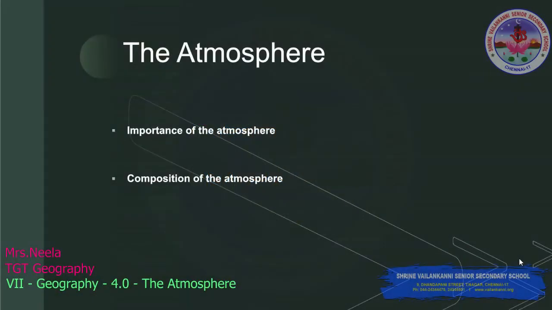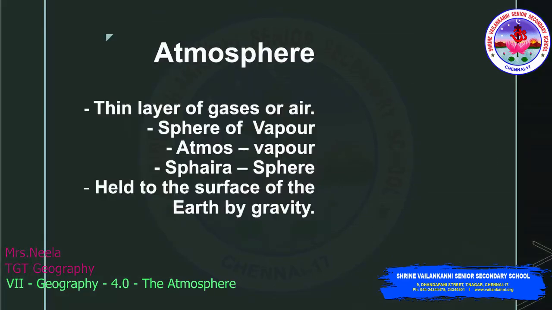Hello children, in today's video we are going to see about the new chapter, the atmosphere, under which we are going to see in detail about the importance of the atmosphere and the composition of the atmosphere. Let's get started. When looking down on Earth from space, one can see a transparent blue haze around the planet. This haze is actually a thin layer of gas or air, and it is called the atmosphere.